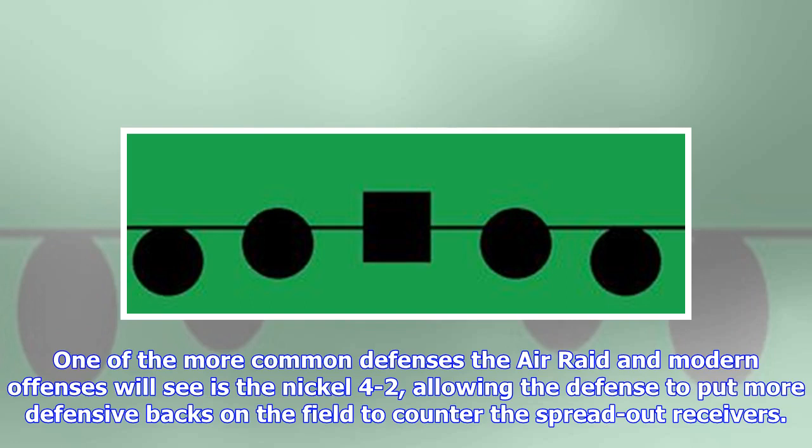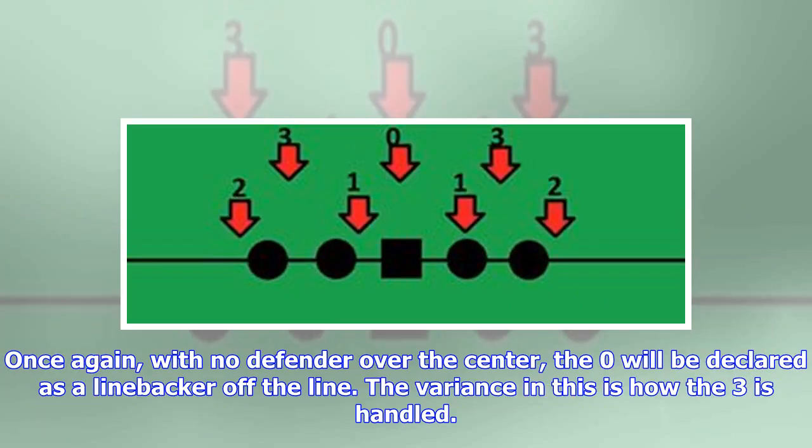One of the more common defenses the air raid and modern offenses will see is the nickel 4-2, allowing the defense to put more defensive backs on the field to counter the spread-out receivers. Once again, with no defender over the center, the 0 will be declared as a linebacker off the line. The variance in this is how the 3 is handled.